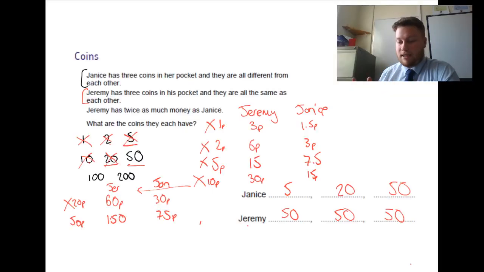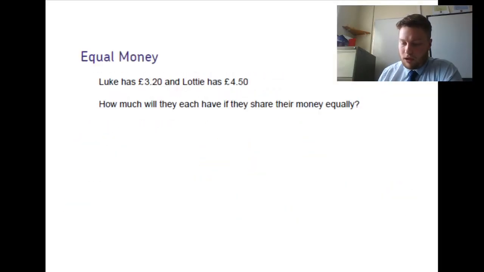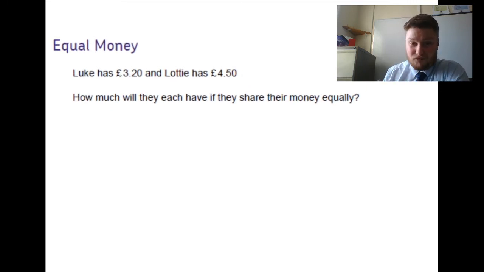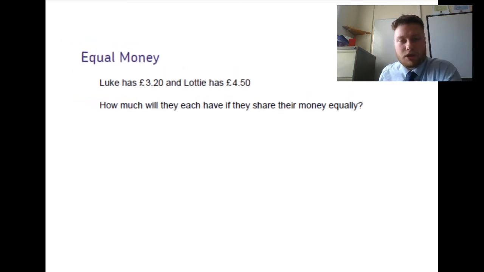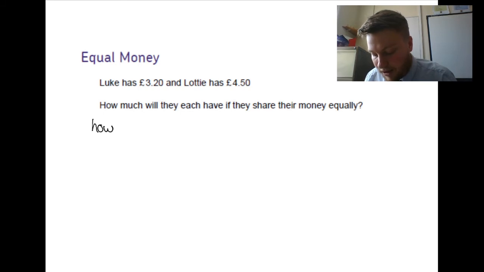Let's have a look at another question. This is a really common type of question that comes up in the GCSE papers. So, equal money. Luke has got £3.20, Lottie has got £4.50, and we've got to work out how much they would each have if they shared their money equally. And there's a slight variation on this question. How much does Lottie give to Luke so that they both have the same amount?